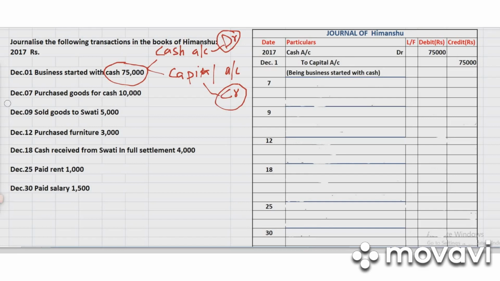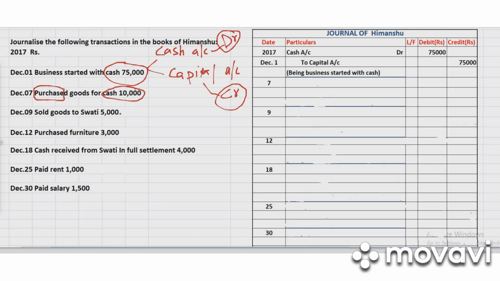Okay, that was the first journal entry. Now the second journal entry is about purchased goods for cash rupees 10,000. Here, of course, this is a cash transaction, and the two accounts affected you can find out very easily. One will surely be cash. If it is a cash transaction, dear students, it is very simple. One account will be the cash account, then you have to find out the other account. Here the other account is the purchase account.